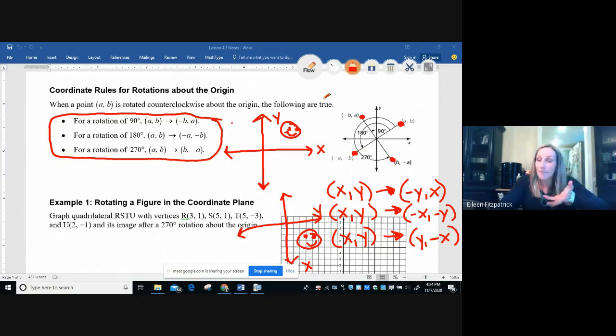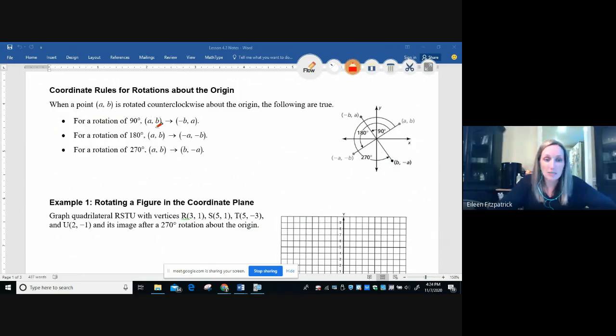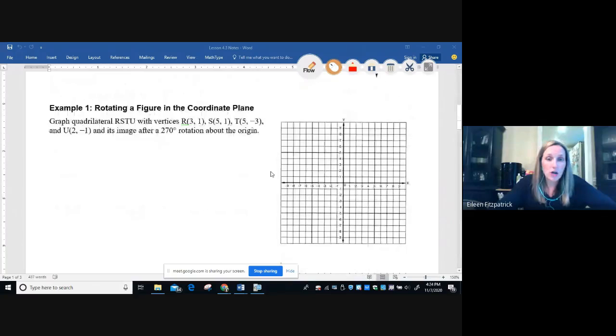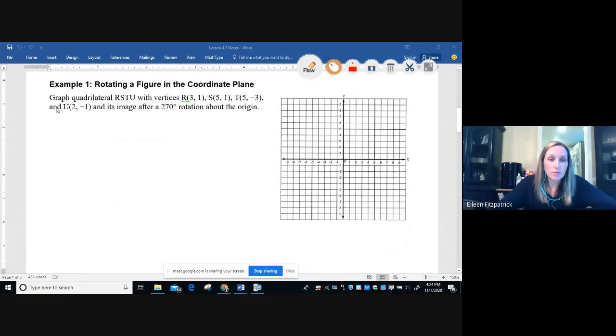All right, if that little trick helped you, it's just a way to figure out the rule without memorizing it. I'll go over it again in person with an actual Post-it note so that you can see me actually turn my Post-it note, and then maybe it would make more sense. That's just a little trick so that you don't have to memorize the rules. It says rotating a figure in a coordinate plane: graph quadrilateral RSTU, vertices R, S, T, and U are given, and find the image after a 270-degree rotation about the origin.